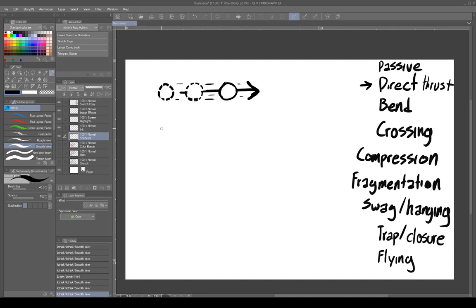So if we're talking about direct thrust, say we've got a figure here. Excuse me, let me try this again. So say we've got a figure here, and they are pointing outwards at something or somebody or whatever. Pointing is rude, but you know what? We're going to do it.